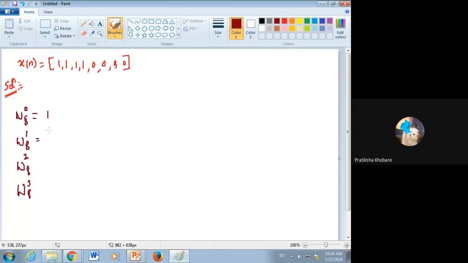One by root 2 minus j 1 by root 2. Very good. It is 1 by root 2 minus j 1 by root 2. Next, the next value is minus j. And this one is again minus 1 by root 2 and minus j 1 by root 2.